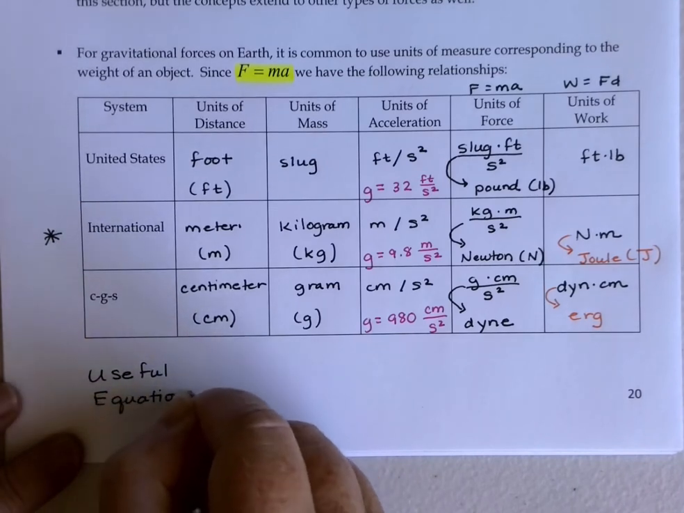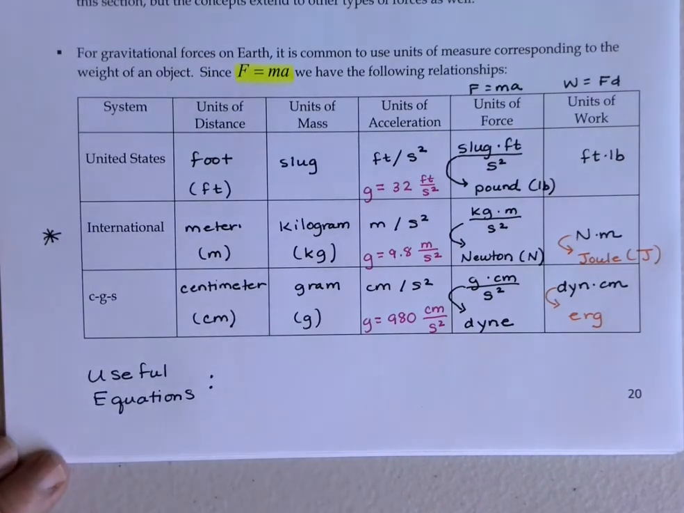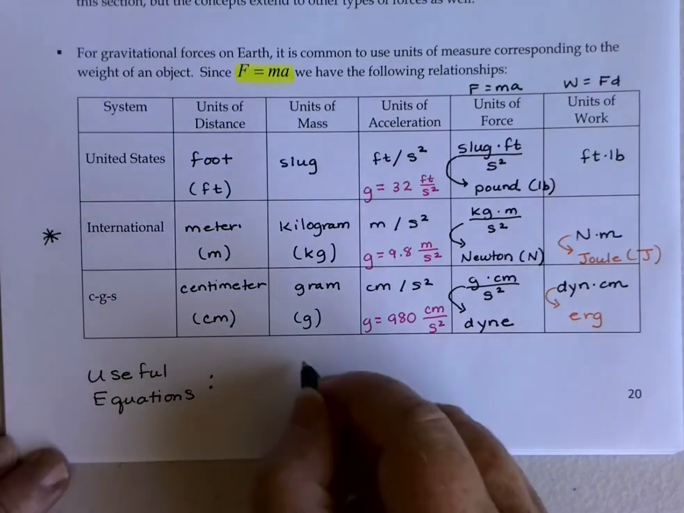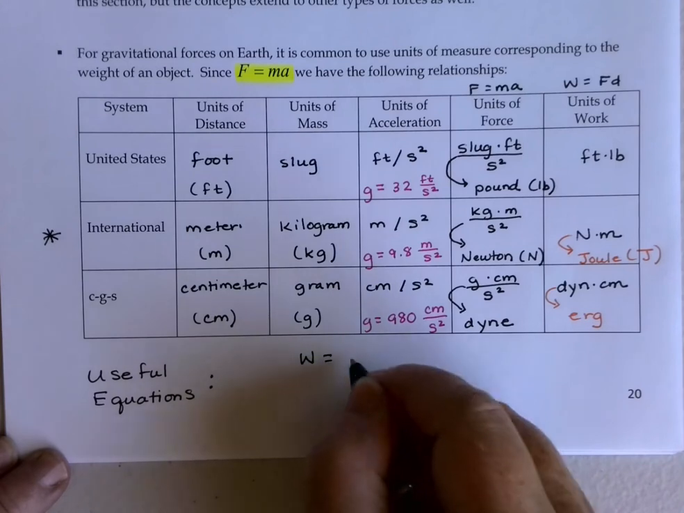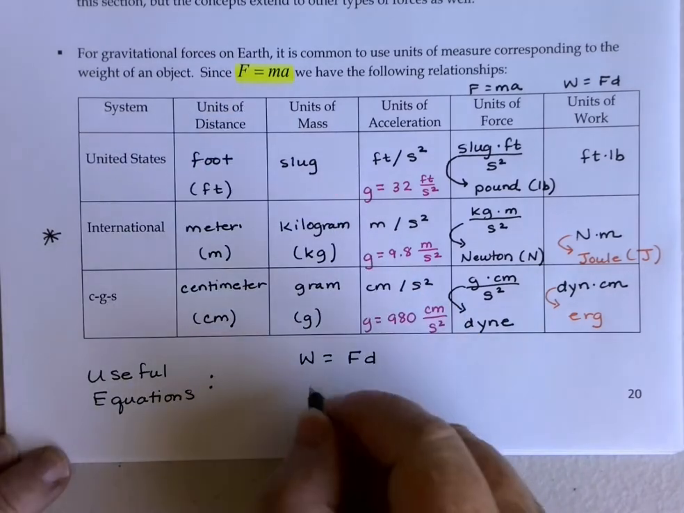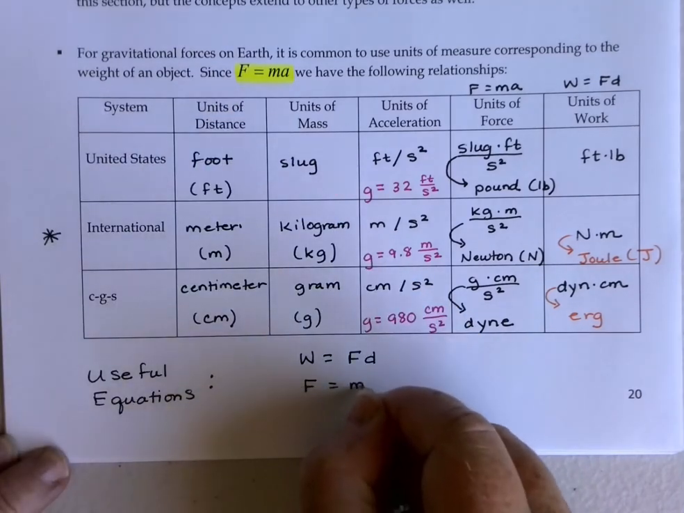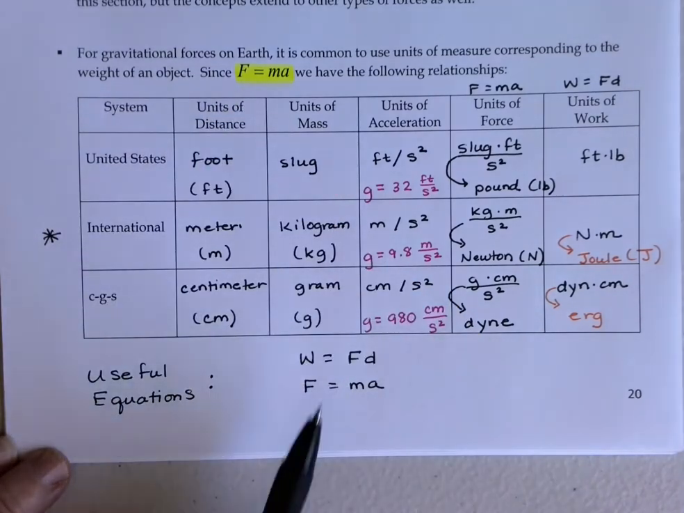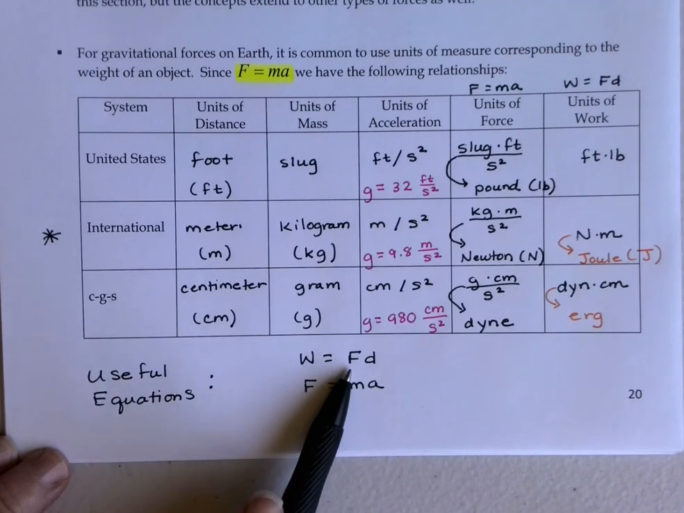A couple of them we just talked about, but there's one that's a bit older. Ultimately, our goal is going to be to find work. Force times distance. We've just been mentioning that this little relationship, force equals mass times acceleration, is often useful. Sometimes you'll have to use that to figure out your force to plug in here.